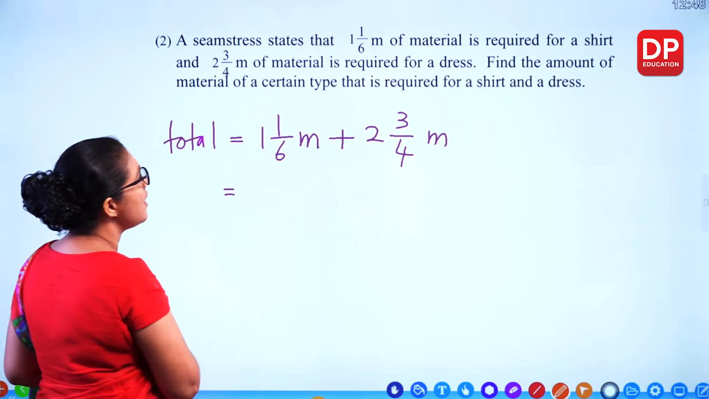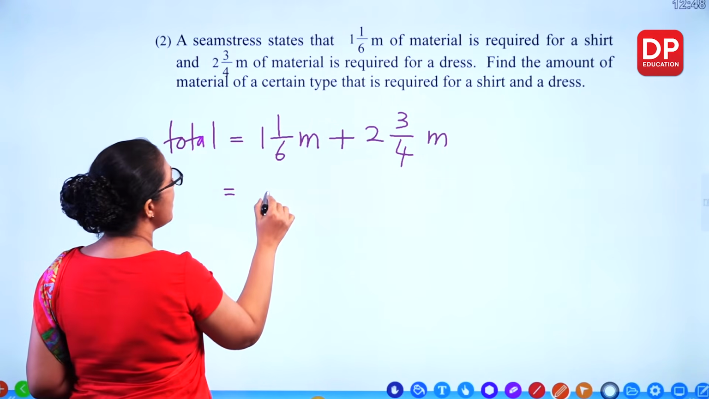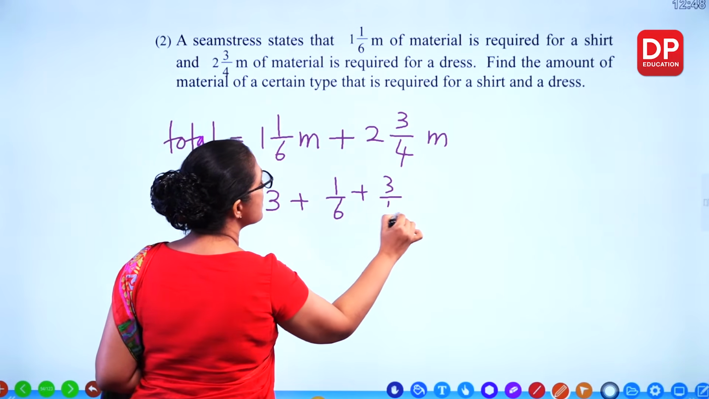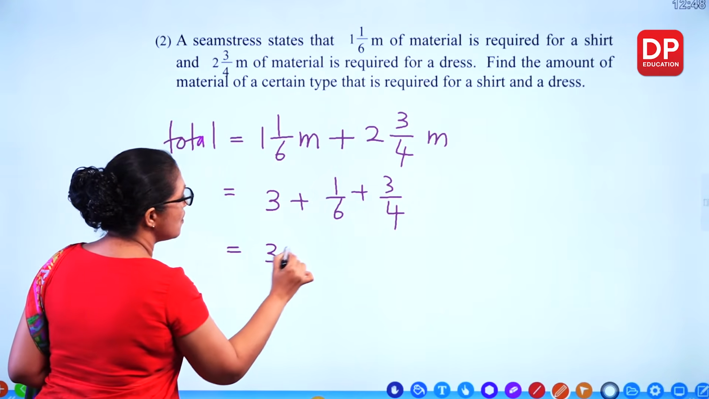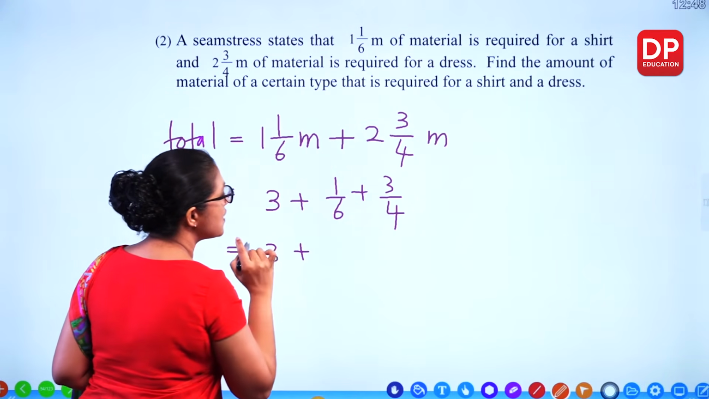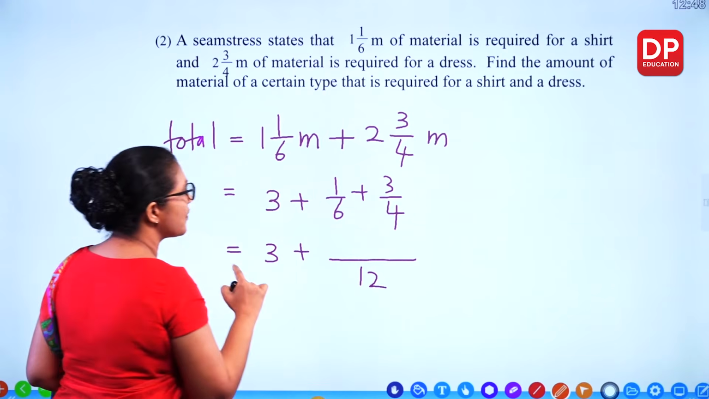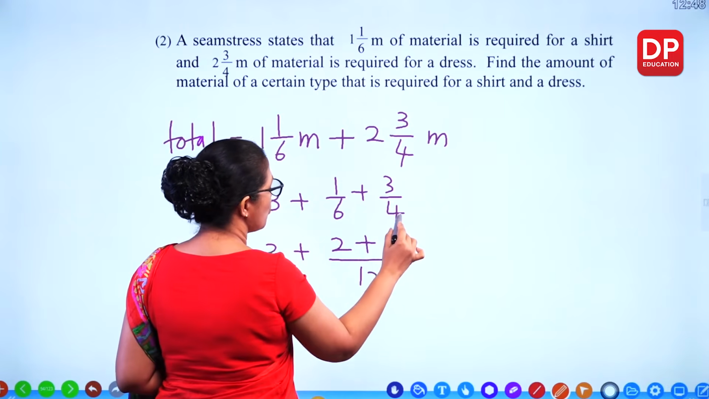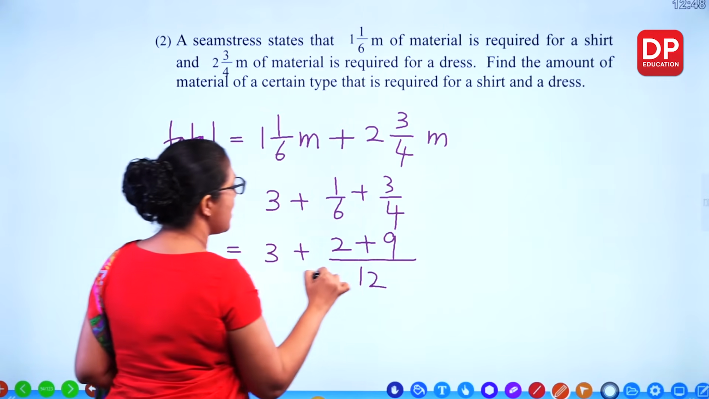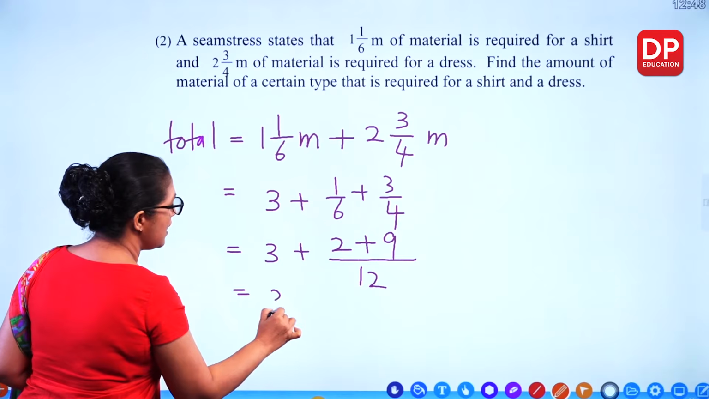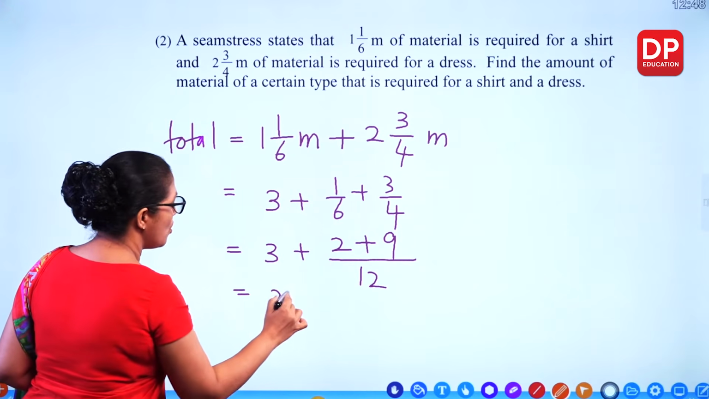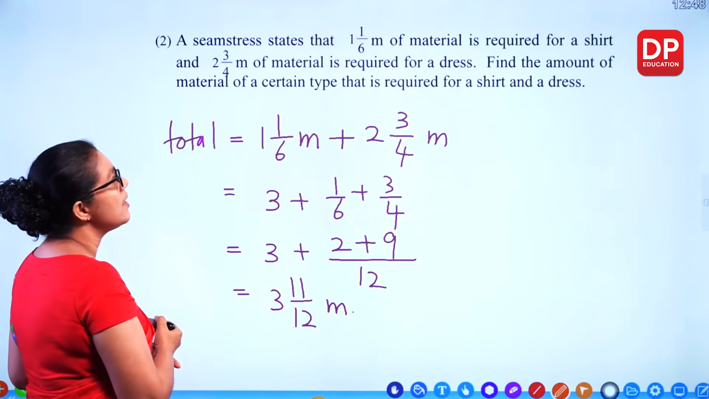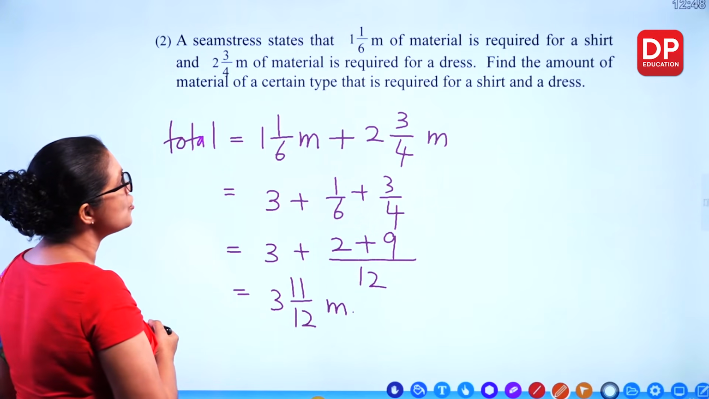So first you can add the whole numbers. 2 and 1, that's 3. Then you can add 1/6 and 3/4. What's the common denominator of 6 and 4? That's 12. Convert to 12, 6 times 2. So 2 times 1, 2. So this is 3 times 3, 9. So 3 and 9 and 2, 11. 11, no, 12 meters of material needed for both the shirt and the dress.